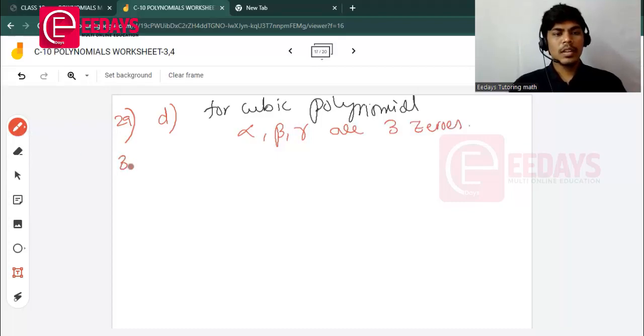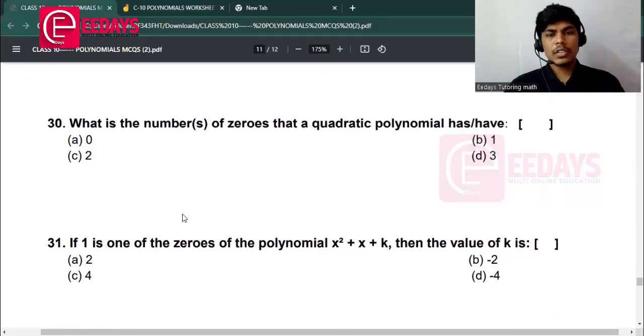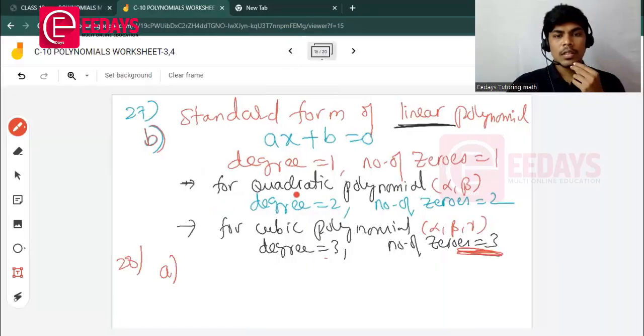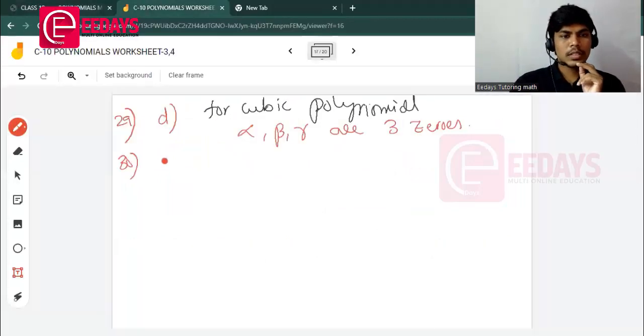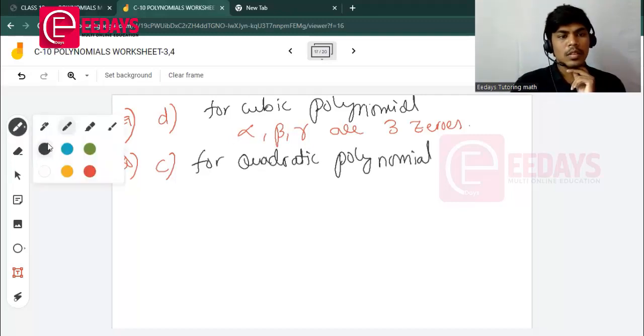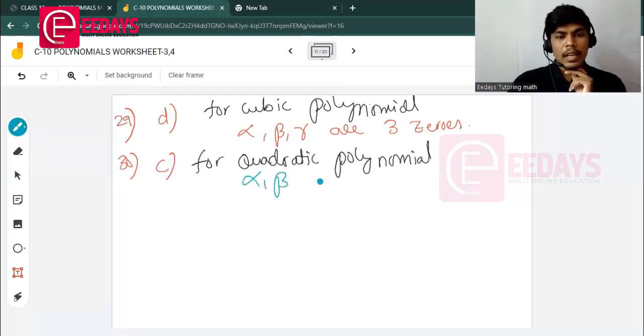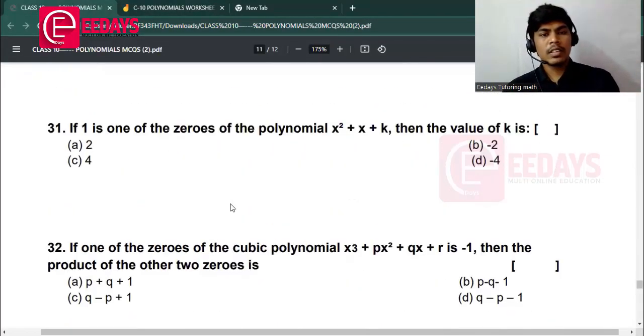Let's see the next question, the 30th question. What is the number of zeros of a quadratic polynomial? The same type of question is repeating. For a quadratic polynomial, obviously 2, option C. For a quadratic polynomial, alpha and beta are the 2 zeros. Okay.